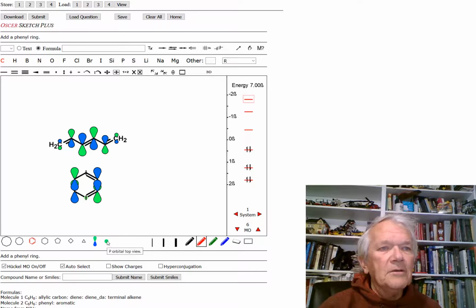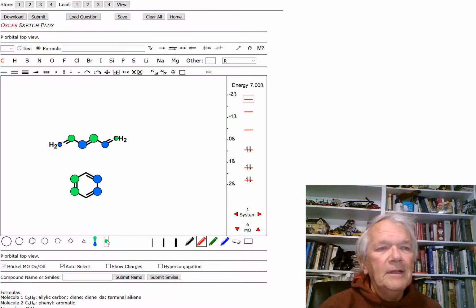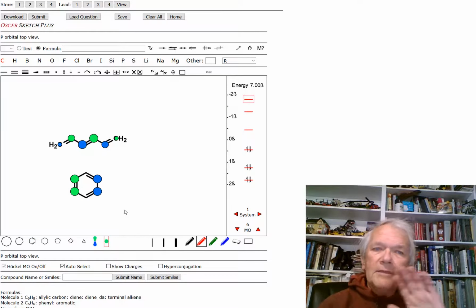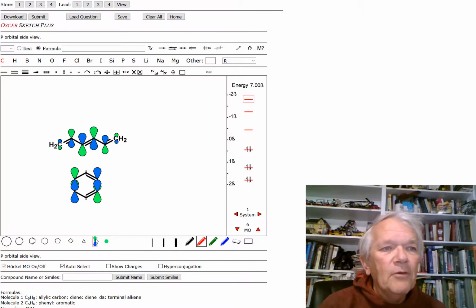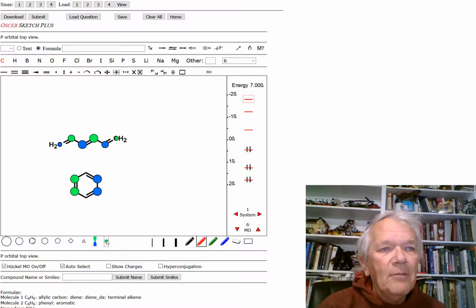I'm going to click the circle here, and what this is going to do, instead of showing the orbitals from the side, it's going to show them from the top. This is still p orbitals, but we're looking at the molecule as if we were from above. And you can switch back and forth through these, but when you get complex things like benzene, it's better to look at the top view. So it just looks like a circle, but you should remember that you're really looking at a p orbital end on.